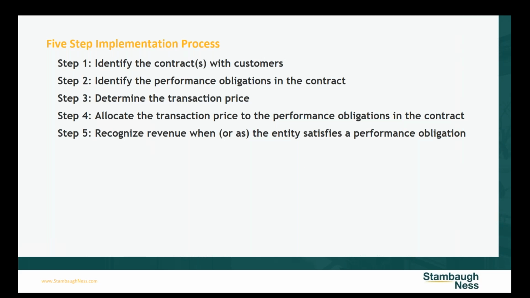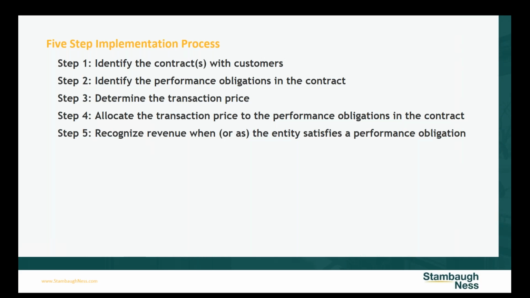The 5-step process that FASB has provided is essentially identifying the contracts with the customer. So this is now after we've looked at contributions versus exchange transactions. We're now going to identify what they're calling contracts with customers. We're then going to identify performance obligations in the contract, determine the transaction price, allocate the transaction price if there are multiple performance obligations, and then how do we recognize that revenue?